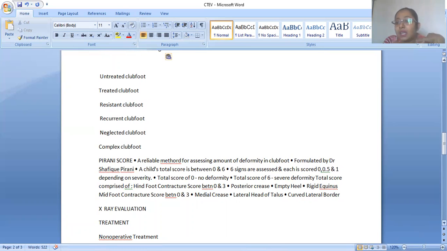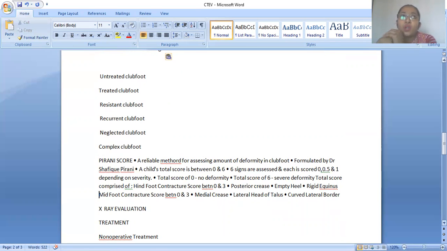Now, another assessment procedure we use is X-ray. On the X-ray, we see the alignment of the bone, the angles, the normal range. We know at what angle the talus and calcaneum, then the other tarsals, cuboid, navicular, should be placed, then the metatarsal head. So on X-ray, we see how much misalignment, medial shifting or adduction has happened, and how much the angulation has changed. So X-ray evaluation is one of the basic and necessary evaluations for the CTEV.